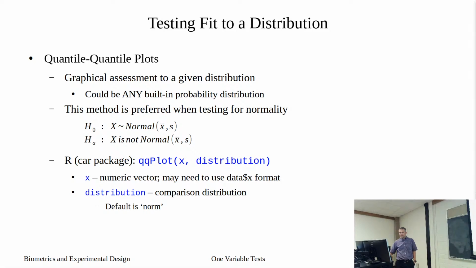So it's loaded. Now, how do we do it? qqPlot, note the capital P. We give it our numeric vector, and again, it may be in the data$variable name format. And then we can give it the distribution. Distribution equals whatever distribution we're trying to fit. Norm, or the normal distribution, is the default, so you don't have to actually tell it the distribution. You could just do qqPlot and our variable name, or qqPlot data$x, or data frame$variable name.